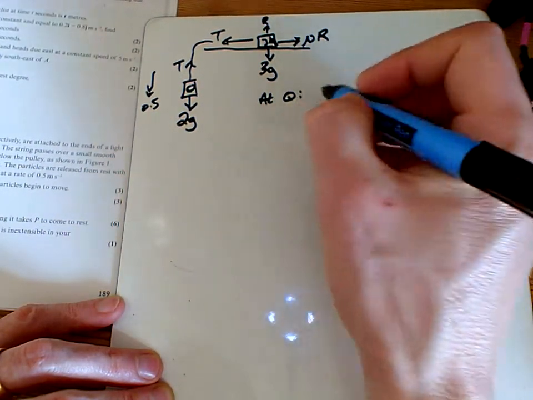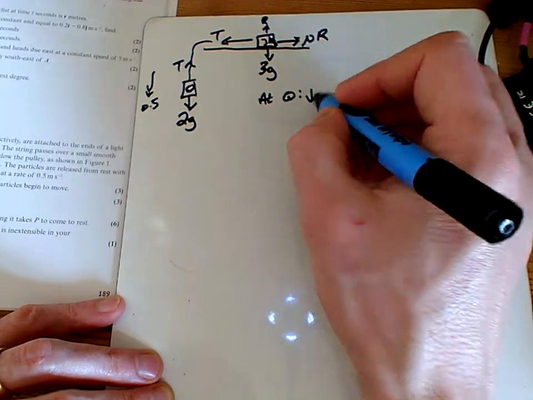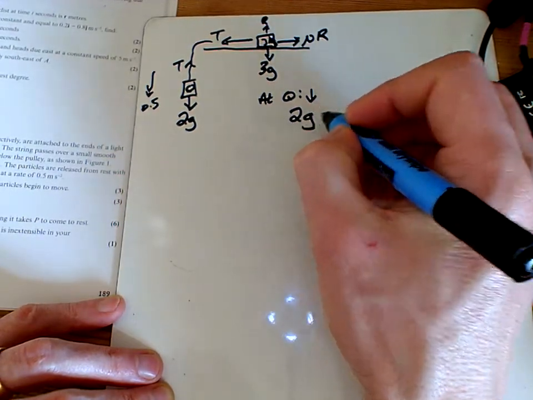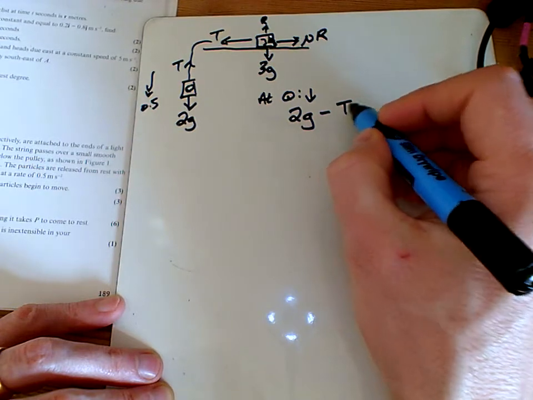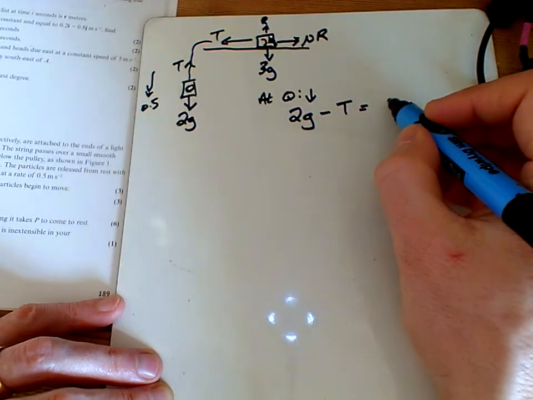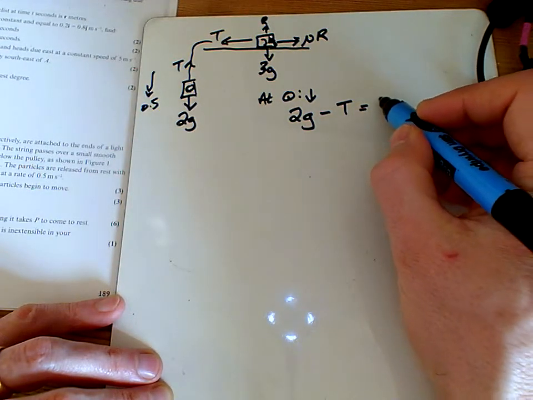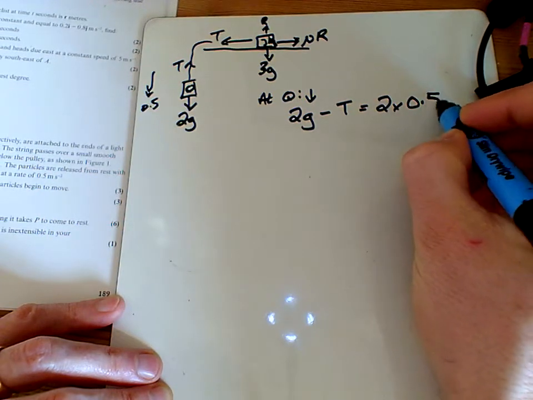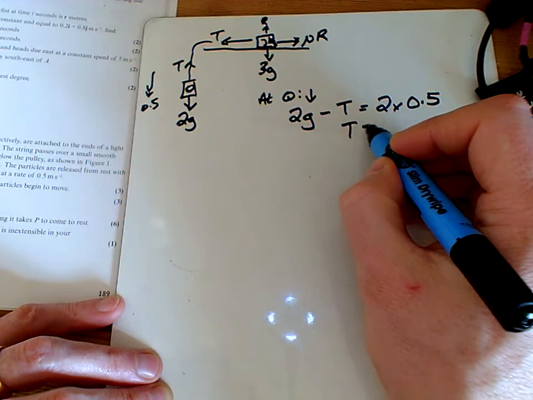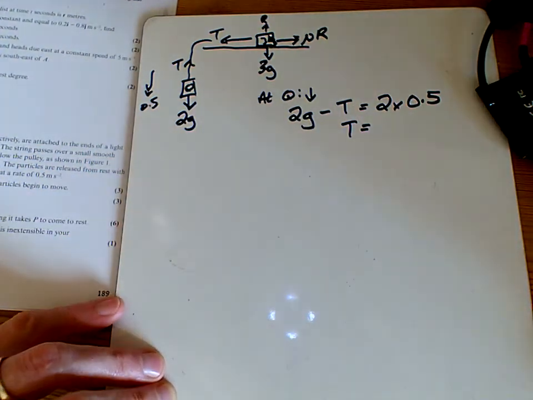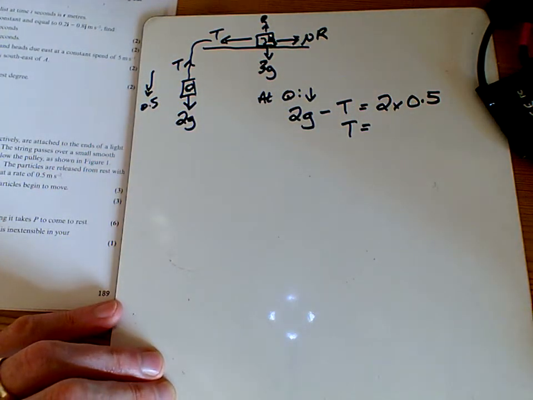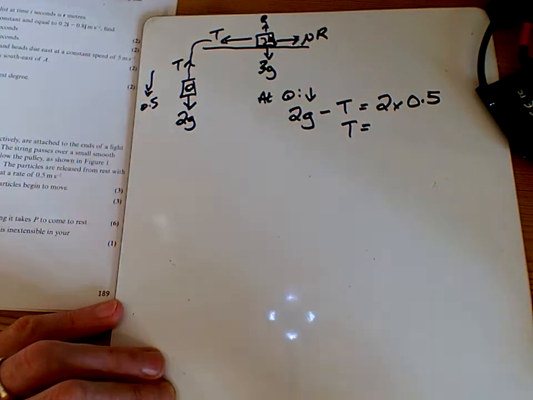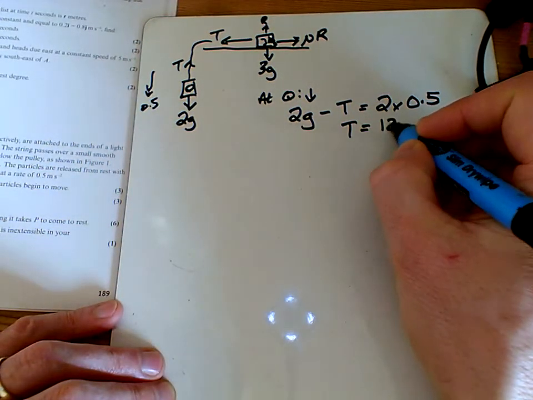At Q, what's happening? So I've got 2G pulling it down, I've got the tension stopping it moving, and that equals its mass, which is 2, times by acceleration, which is 0.5. And so from that, I can figure out that T is 2G, take away 1, so that's 18.6 newtons.